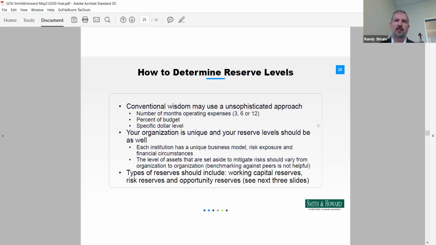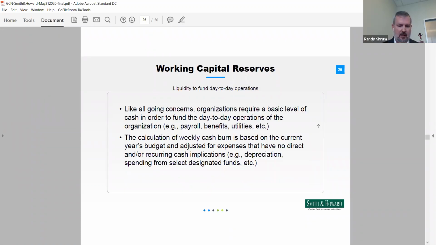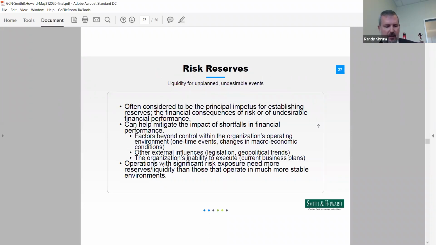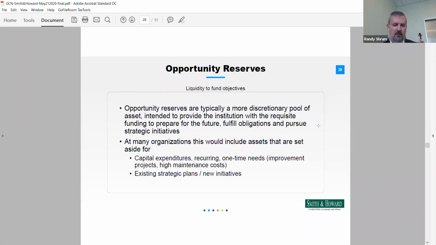So we're going to walk through three types of reserves. The first reserve bucket is the weekly cash burn rate needed to fund basic day-to-day operations and your working capital. The second reserve bucket is where the COVID-19 scenario, unfortunately, would appear, because it definitely falls into the unplanned, undesirable events. Here we're seeing operations with significant risk exposure. You're going to need more reserves and liquidity than those that operate in a much more stable environment. And then the third reserve is where possible funding for a new strategic program opportunity may be more evident during this current environment, one that may better fulfill your mission in the short or long term.